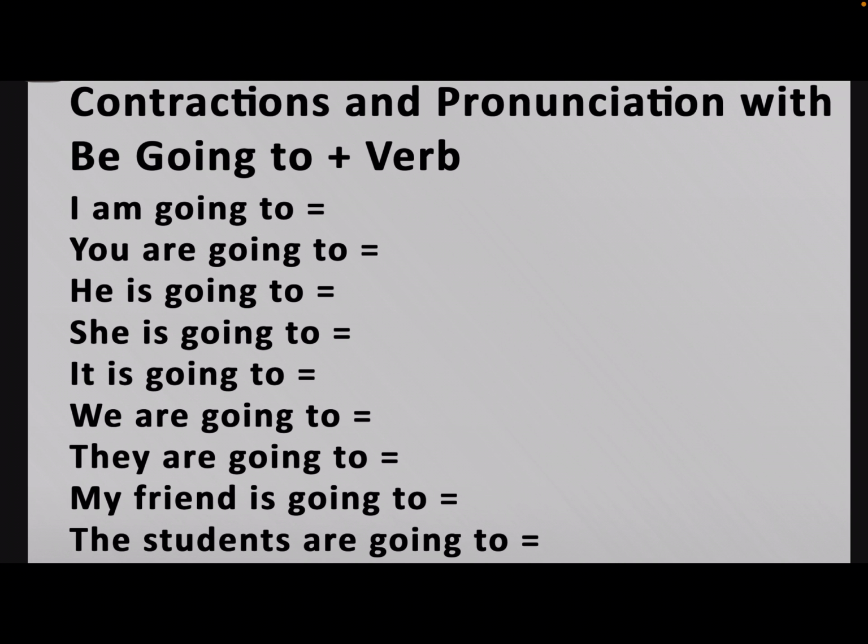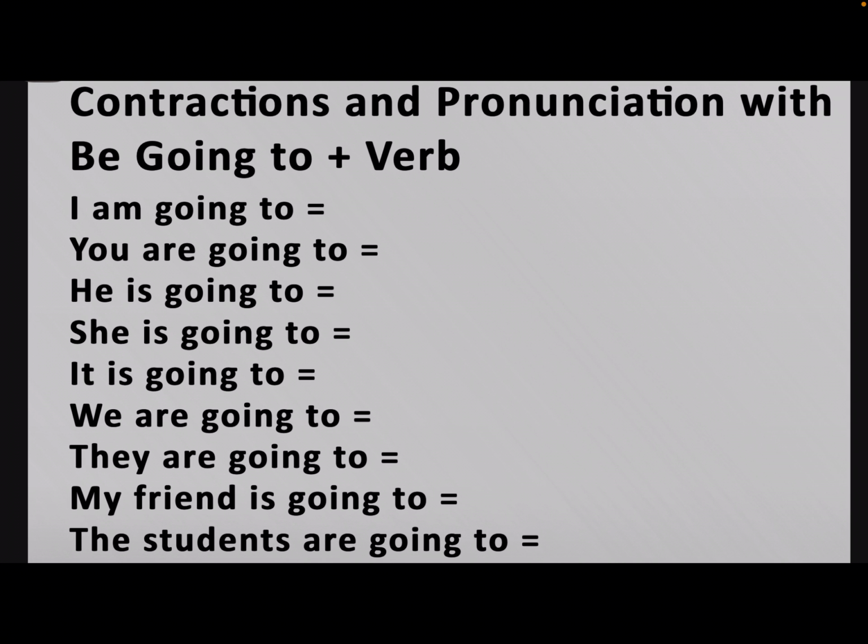And here we have the contraction and pronunciation. Be going to plus the verb: I am going to equals I'm going to. You are going to equals you're going to. He is going to equals he's going to. She is going to equals she's going to plus your verb.